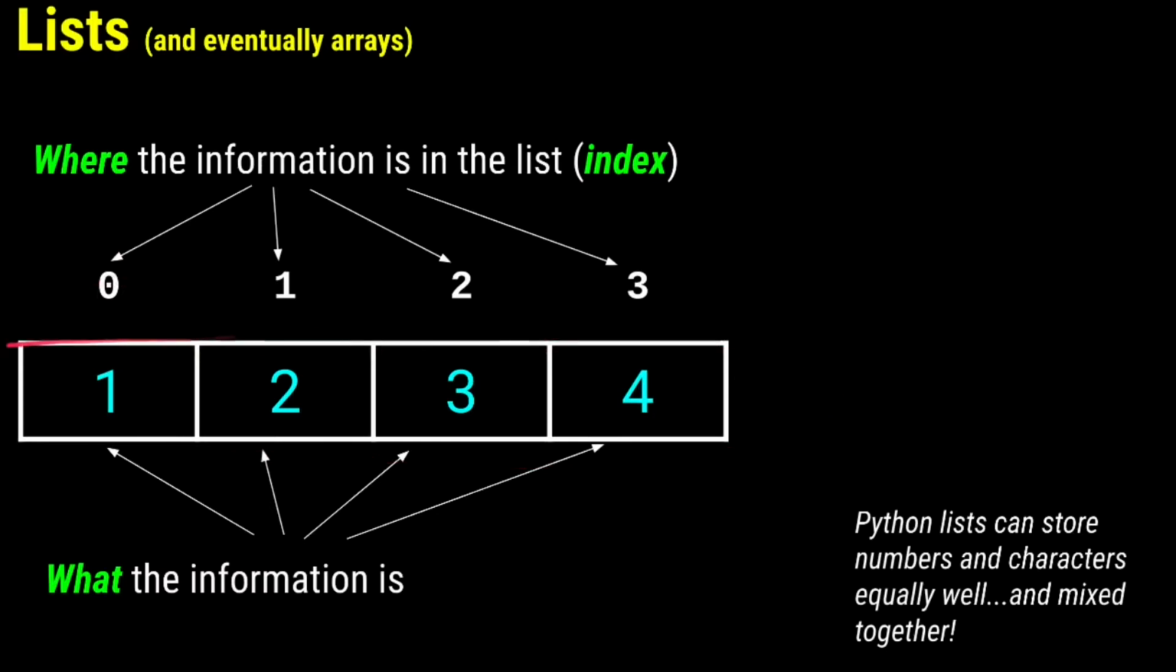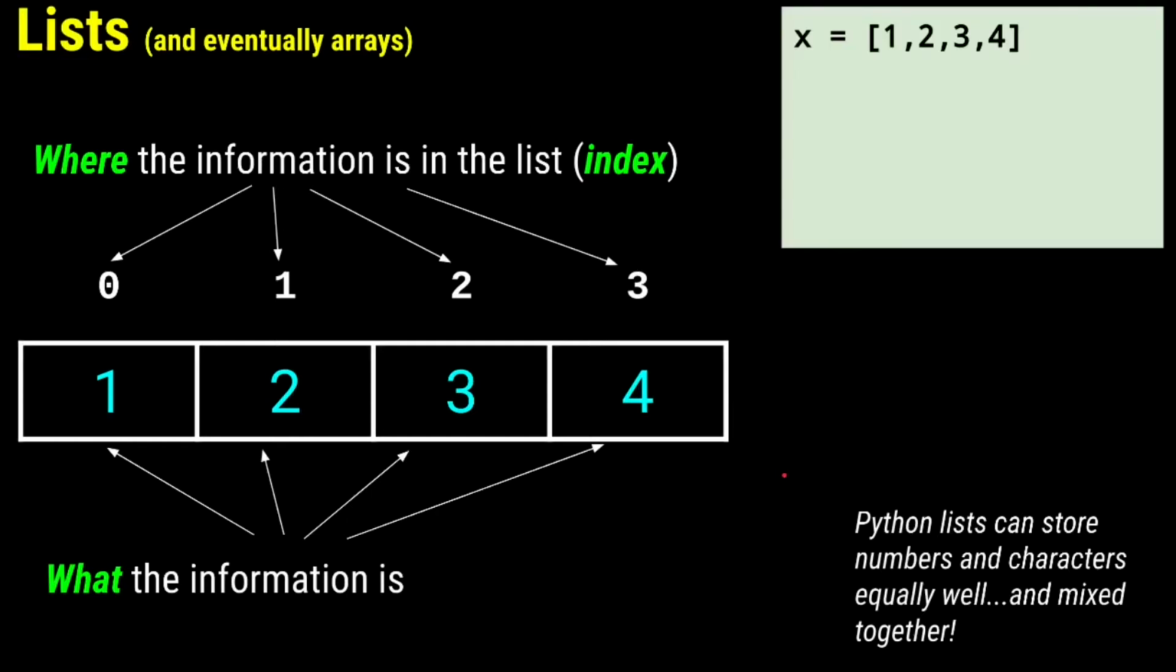I'm trying to emphasize the difference. These numbers here, 1, 2, 3, 4, are the values that are stored there. And what we'll find is that we can store numbers and characters equally well. So the way I would write this in Python is I would have my variable x, and I would use square brackets here, 1, 2, 3, 4. And this Python code is what I have represented here. So this is a list.